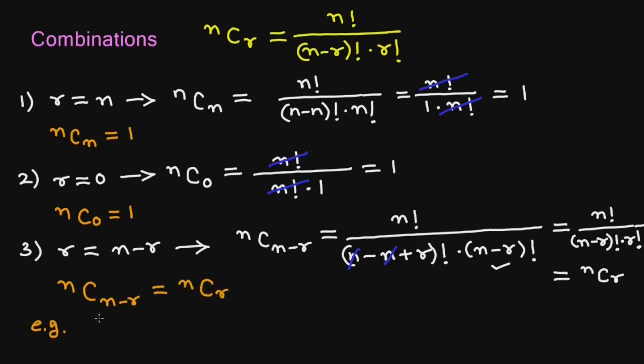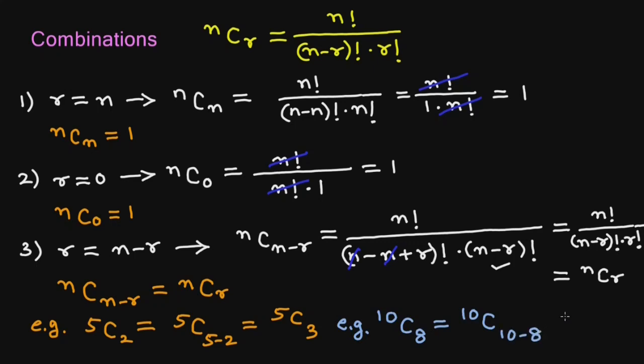For example, 5C2 is same as 5C(5 minus 2), that is 5C3. Or for example, 10C8 is same as 10C(10 minus 8), which is 10C2.